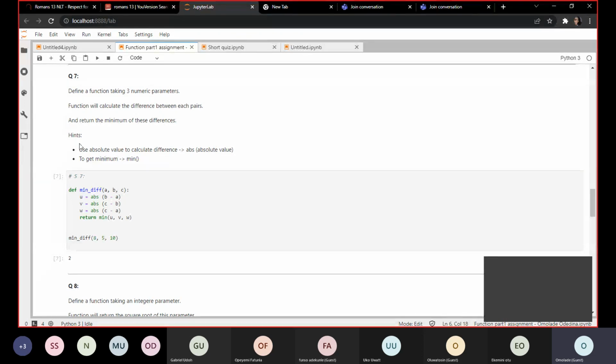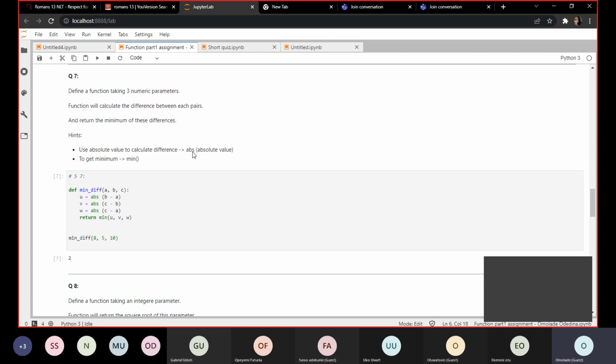So the hints here now, our lecturer gave us some hints. He said we should use absolute value to calculate differences. Now, for some of us that know mathematics, I want to believe we all did maths one way or the other. So absolute value, when you say something has absolute value, that means if the number is a negative number, say the absolute value of -2 is 2. So you're simply removing the negative part.